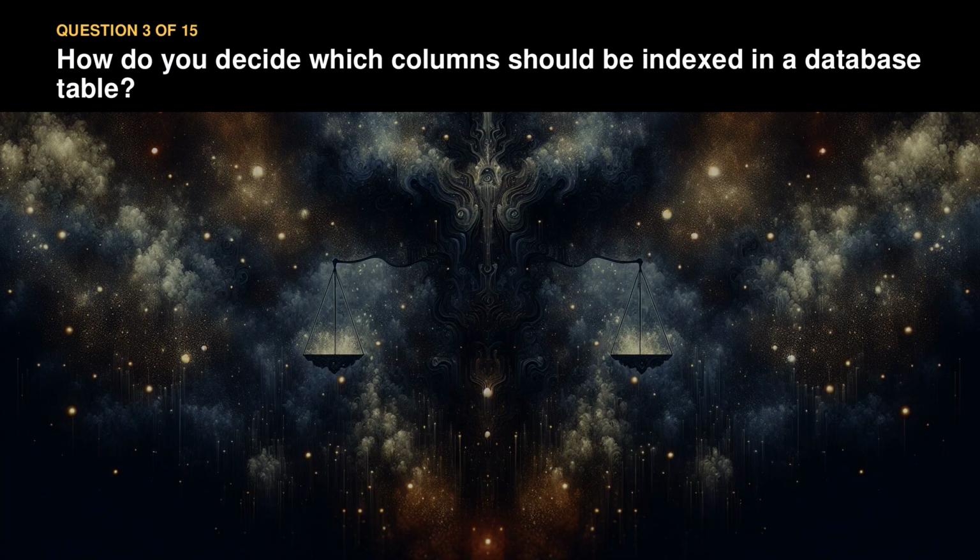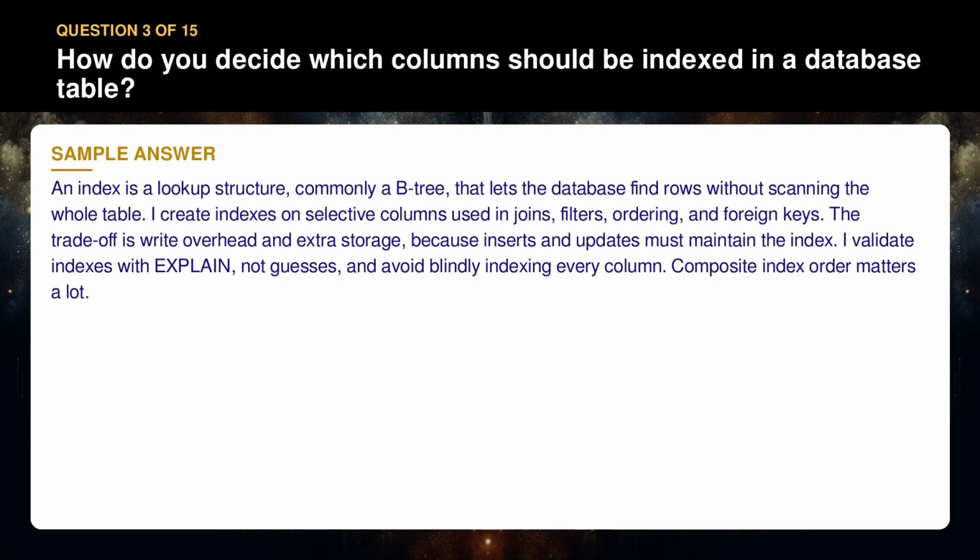Question 3. How do you decide which columns should be indexed in a database table? An index is a lookup structure, commonly a B-tree, that lets the database find rows without scanning the whole table. I create indexes on selective columns used in joins, filters, ordering, and foreign keys. The trade-off is write overhead and extra storage, because inserts and updates must maintain the index. I validate indexes with explain, not guesses, and avoid blindly indexing every column.